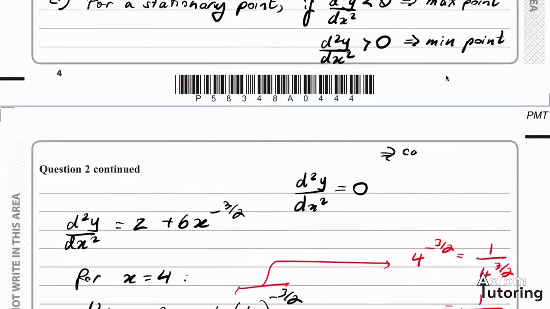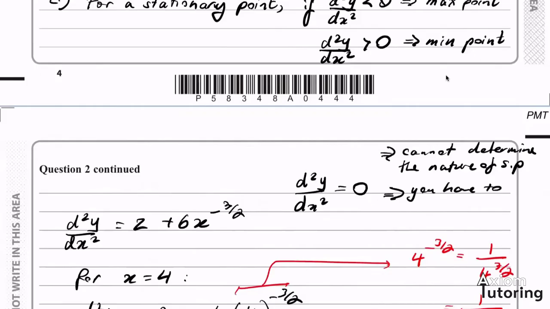So, cannot determine the nature of the stationary point when d squared y over dx squared equals 0. So you have to look at the points around it to see how the slope is changing.